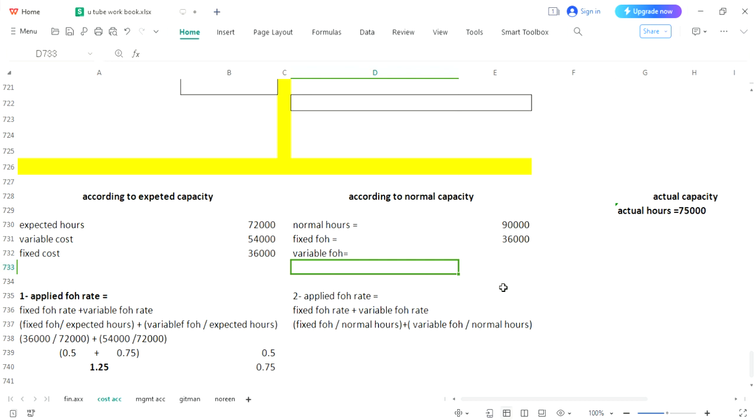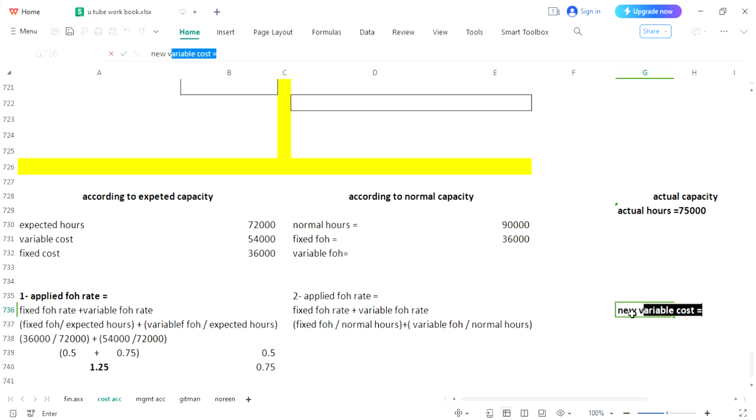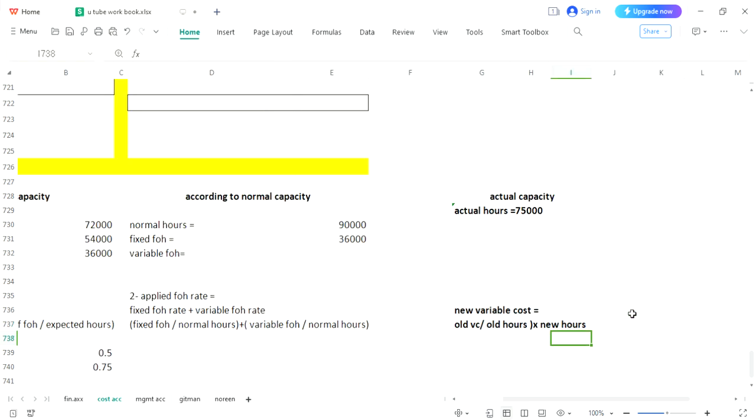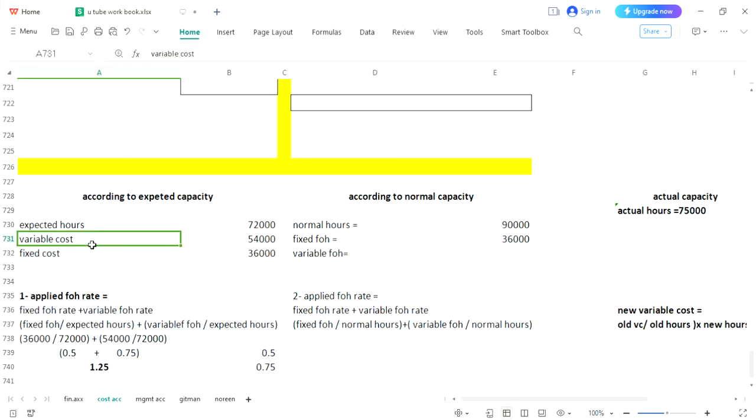For that, please remember we have a desi formula to calculate the new variable cost. What we will do is, old variable cost would be divided by old hours, and we will multiply it with new hours. In this way, we can calculate our new variable cost. You can see here we have old variable cost, and old hours are also present.